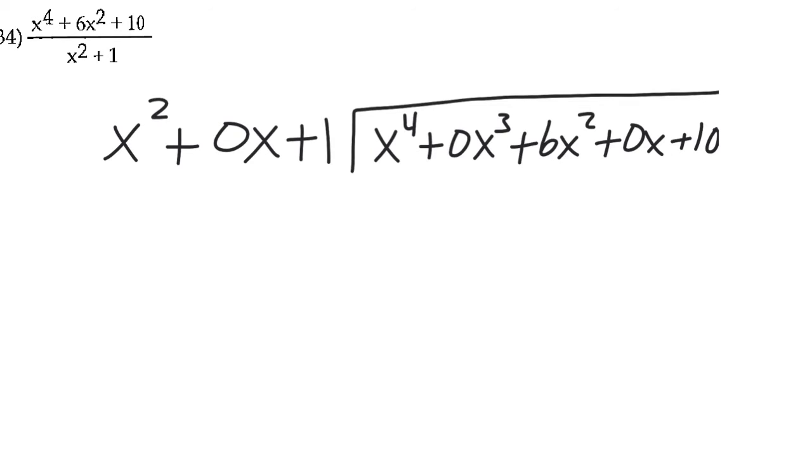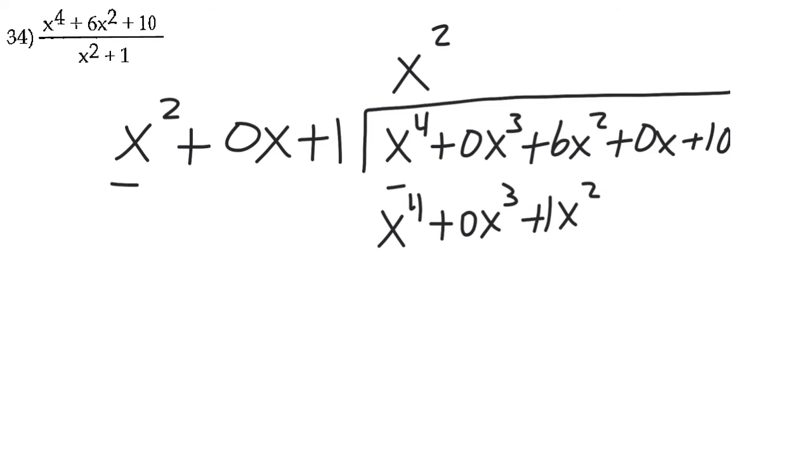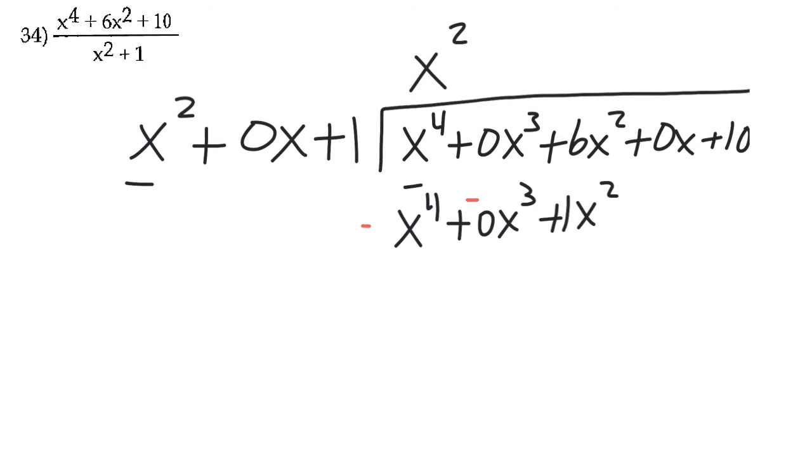What do you take times x squared to create x to the fourth? And that would be x squared. X squared times x squared is indeed x to the fourth. X squared times 0x, however, is 0x to the third. Notice planning lined up those thirds. X squared times 1 is x squared. We will then change the signs of all of these terms and add down.